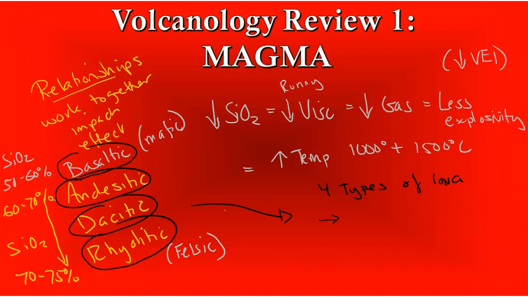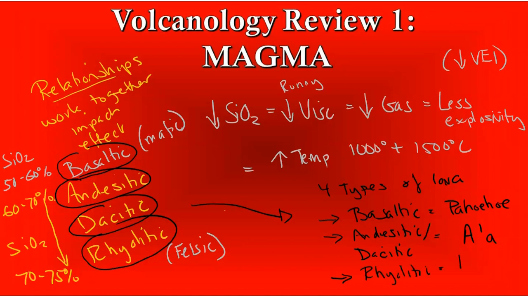Basaltic is going to be more like pahoehoe, more a Hawaiian word, very runny, same characteristics as basaltic. Andesitic, and this could be a version of andesitic and dacitic, would be what's called aa, which is very rocky, sharp and jagged crust, somewhat medium temperature, medium viscosity. And then the one that's rhyolitic would be blocky.